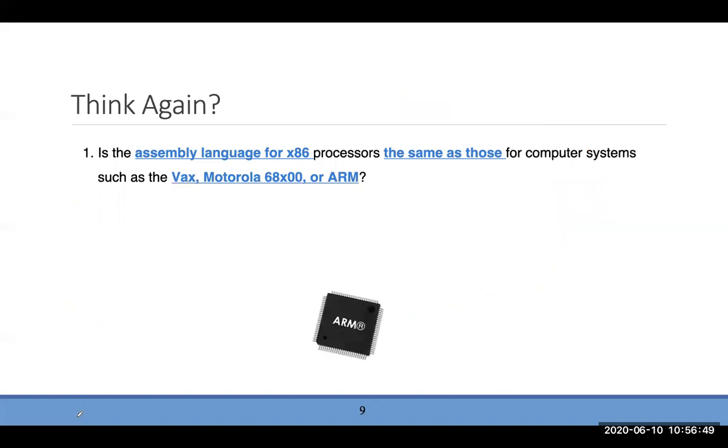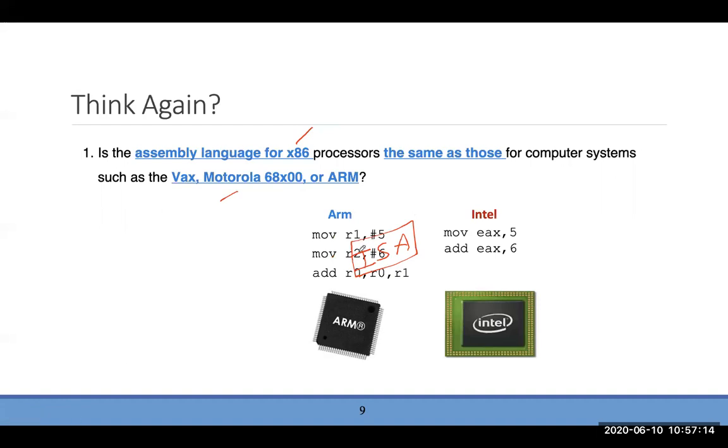So this is just a simple question. Is the assembly language for x86 processor the same as those for, say, Motorola or ARM or whatever? Definitely you're going to say no, right? Because every architecture has its own instruction set, right? This is what we call the ISA. So the instruction set for x86 is different from the instruction set of Motorola or ARM assembly.